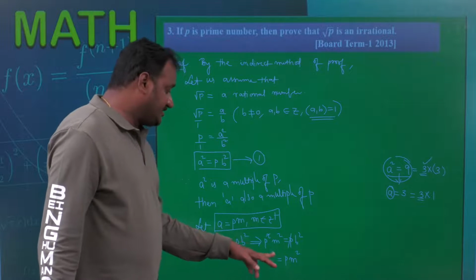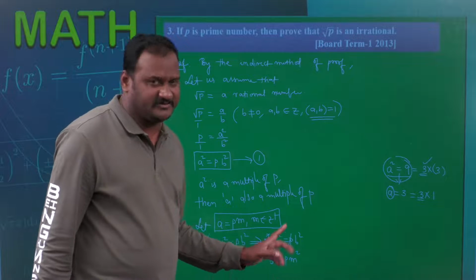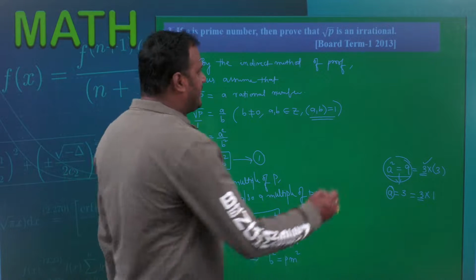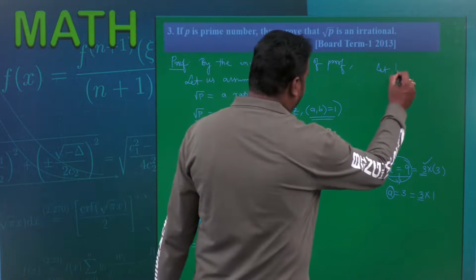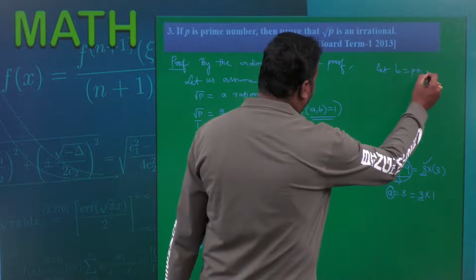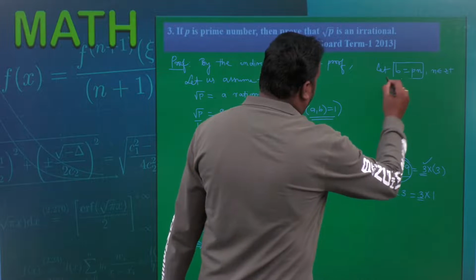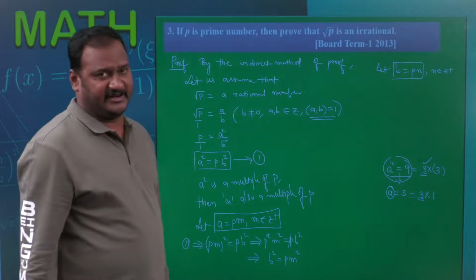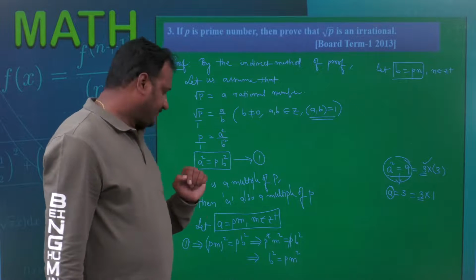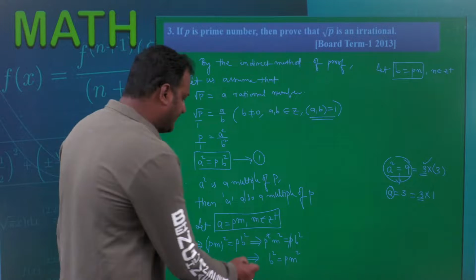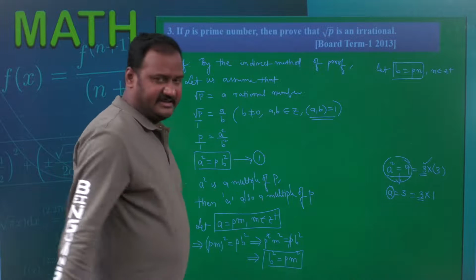Similarly, b square is equal to pm square. It means b square is a multiple of p, then b would also be a multiple of p. Therefore, I am taking the value of b as b is equal to p into some other number n, where n is any positive integer. Hope you understand how I took the values of a and b. Since a square is a multiple of p, a would also be a multiple of p. Since b square is a multiple of p, b would also be a multiple of p. So I got the values of a as well as b here.